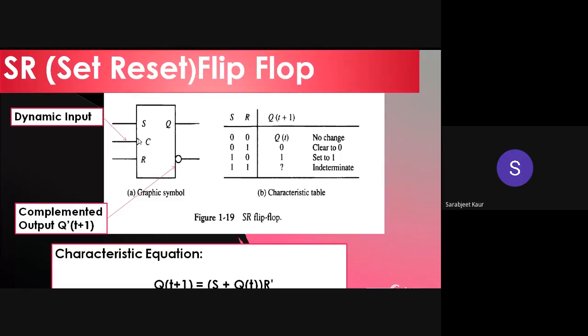So the dynamism here is indicated by this triangle sign. What this means is that even though there may be some value, let's say some 0 or a 1, residing on the SR inputs, still this flip-flop will not work. It will not change its state unless and until I apply a clock pulse to it. Is this clear? Yes, ma'am.